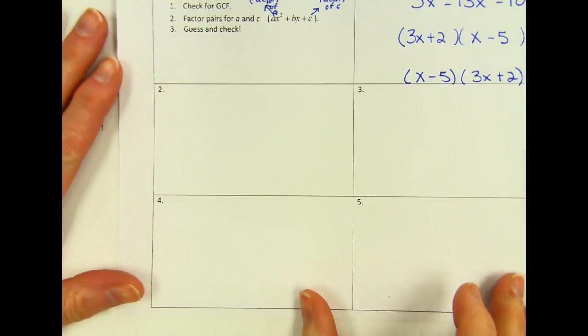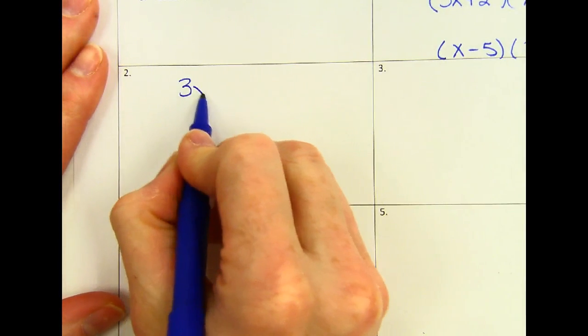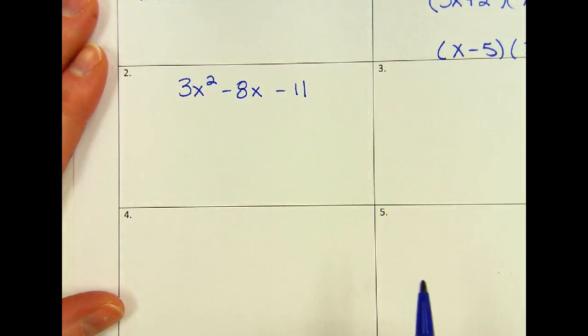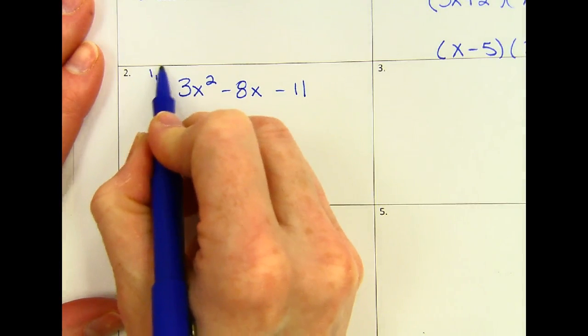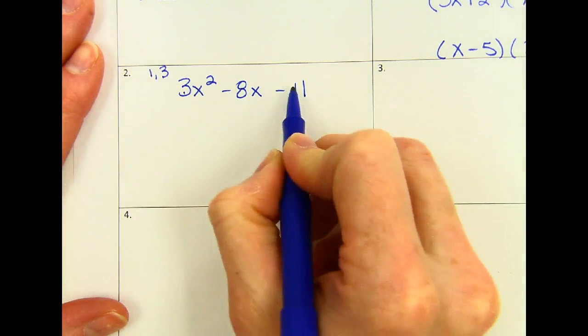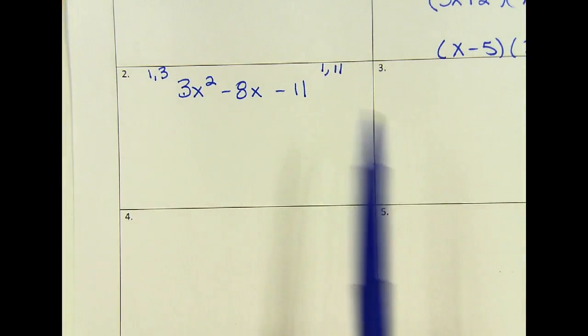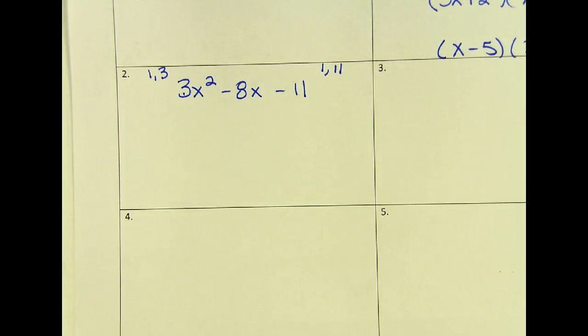Now go to box 2. I'm going to give you one to try on your own, except I'm going to give you one with only prime numbers. So 3x squared minus 8x minus 11. You have a 1 and a 3 for factors of 3, and you have a 1 and an 11 for factors of 11. Now, you only have a few guesses, so what I would like for you to do is pause the video and see if you can get this to work.